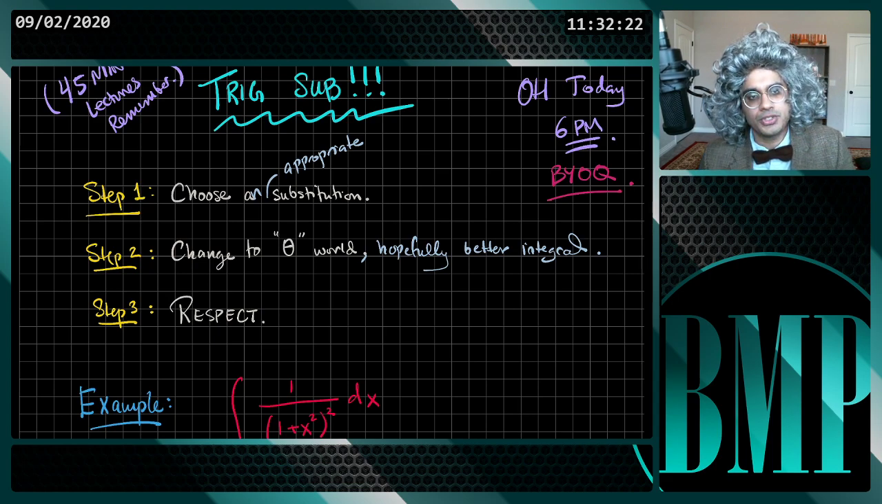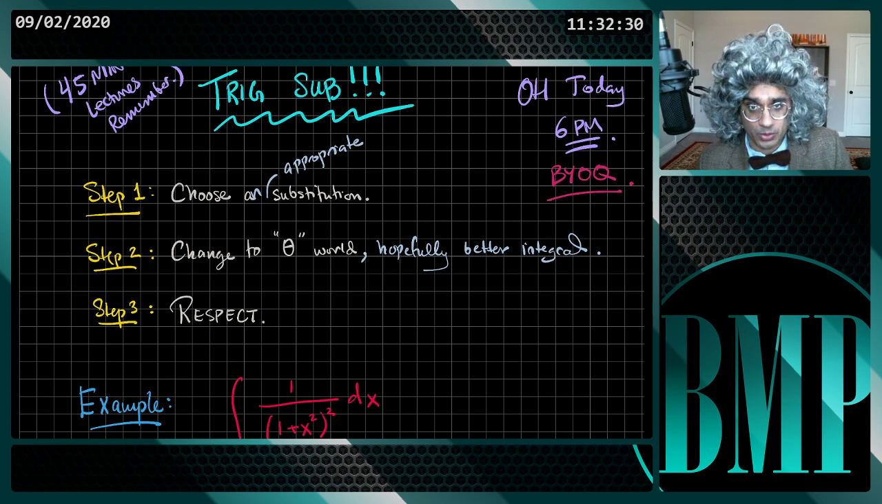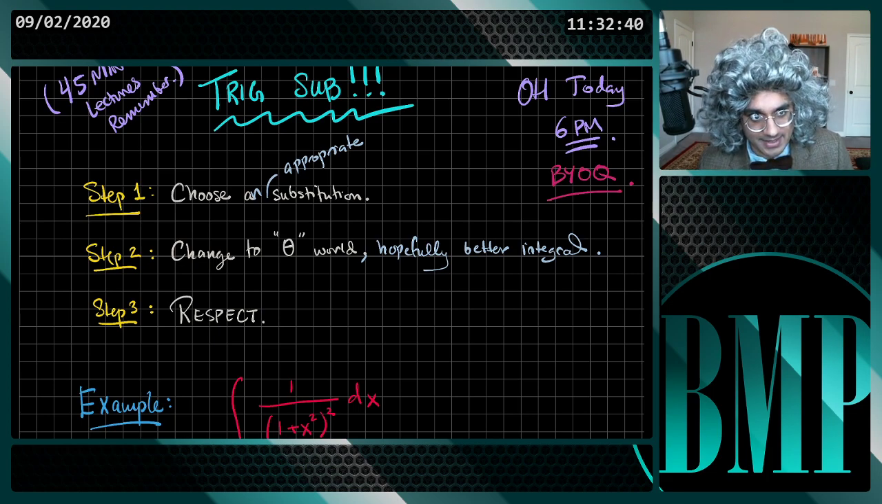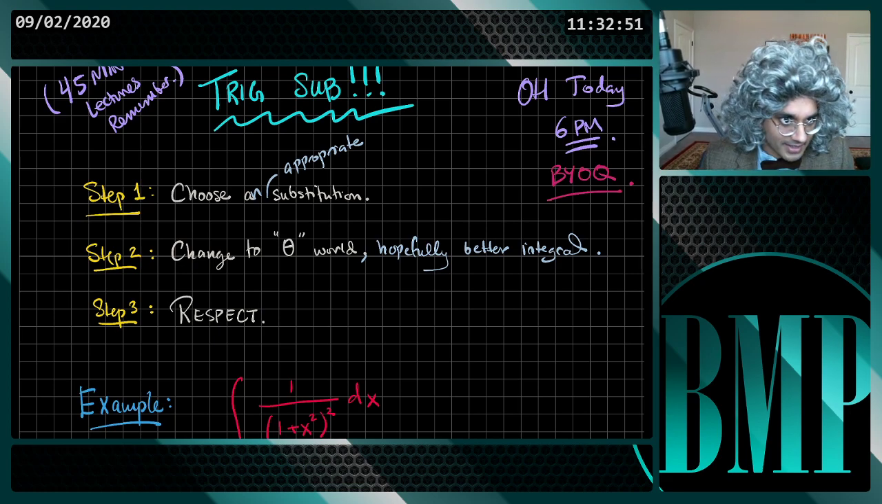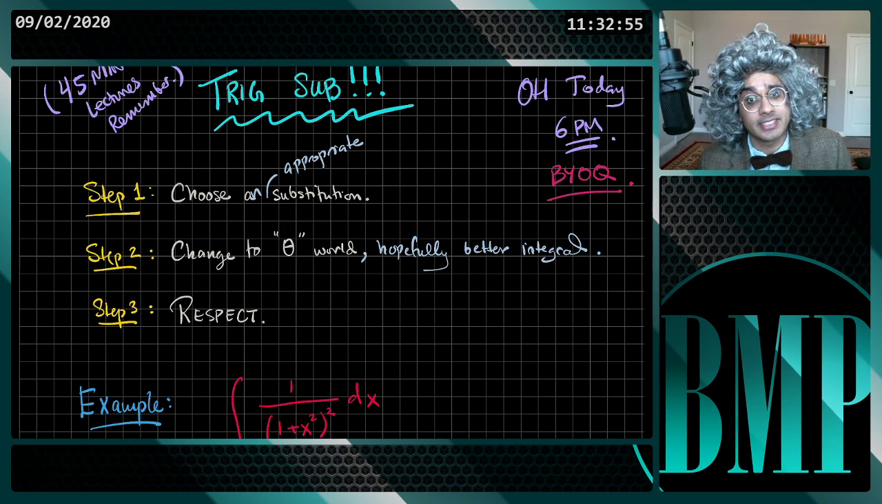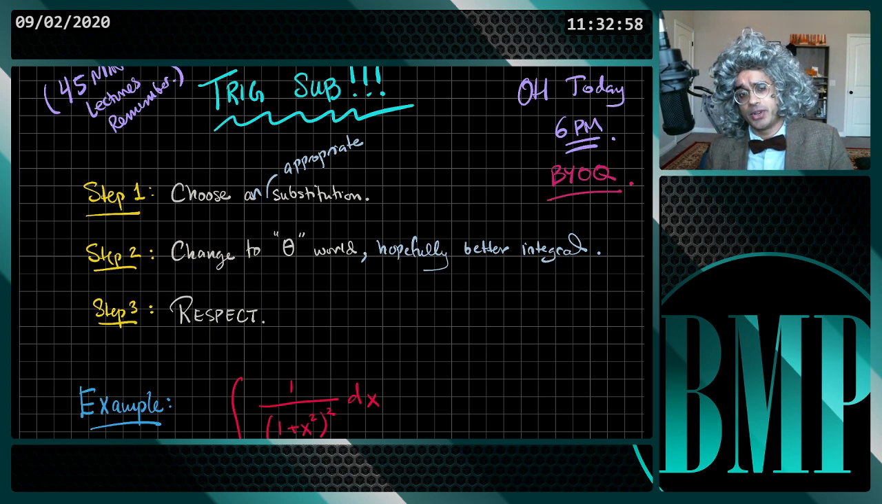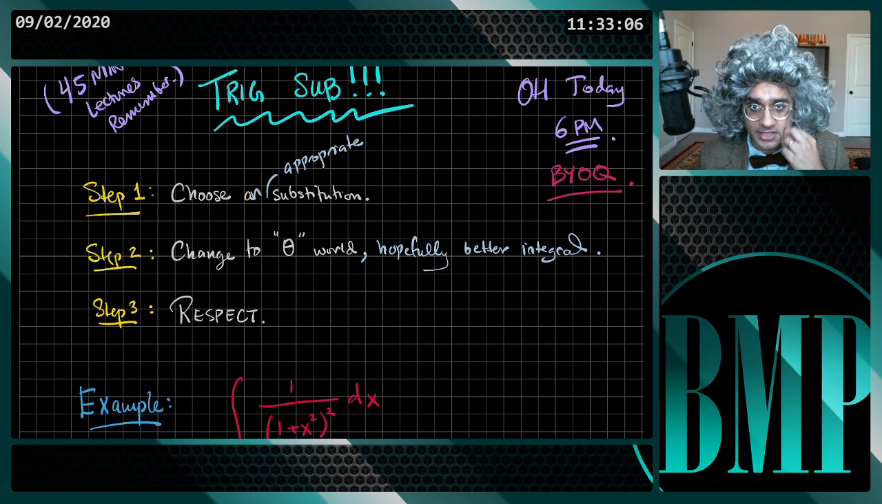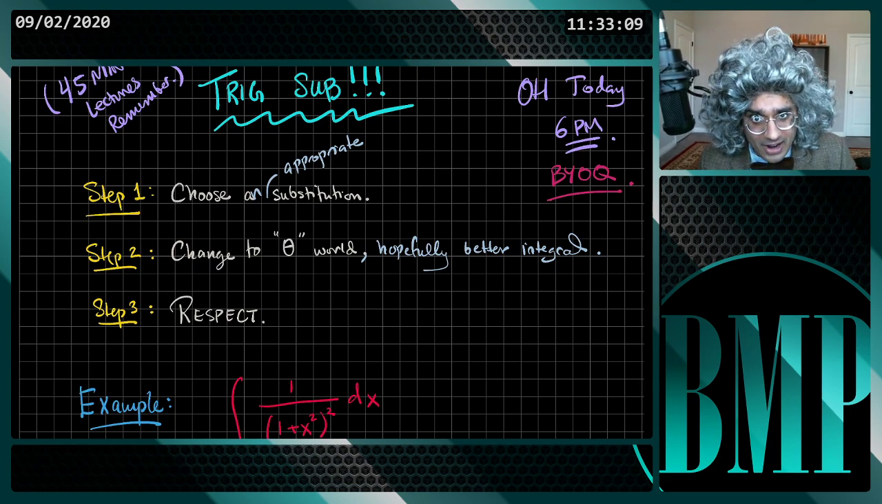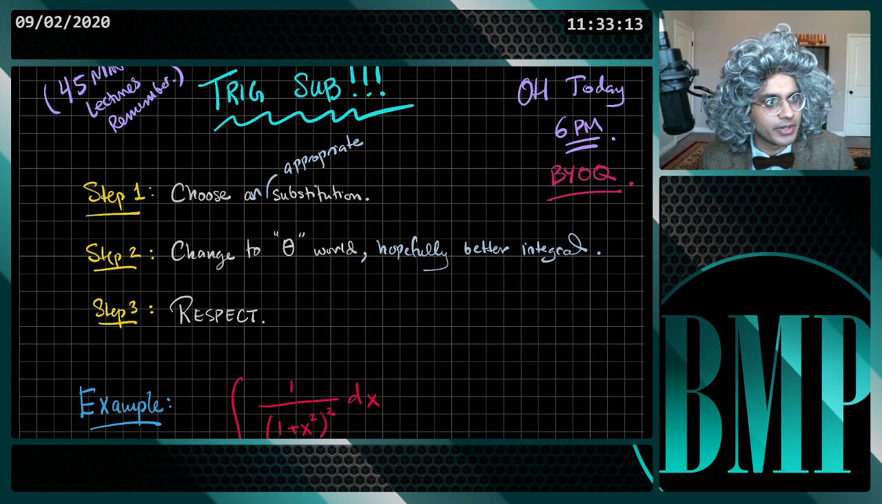Step number 1, choose an appropriate substitution. Step number 2, switch to the theta world. Hopefully, when you do that, your integral gets better looking, bluer. Step 3, respect. We know what respect means. Give the answer back in terms of x if they asked it in terms of x. At least try. Okay, so there it is. That is the 3 steps for doing an indefinite integral. We're doing indefinite examples. I'll let you sort out the headache of plugging things in, but this is how you do the hard integration part involved in trig substitution.